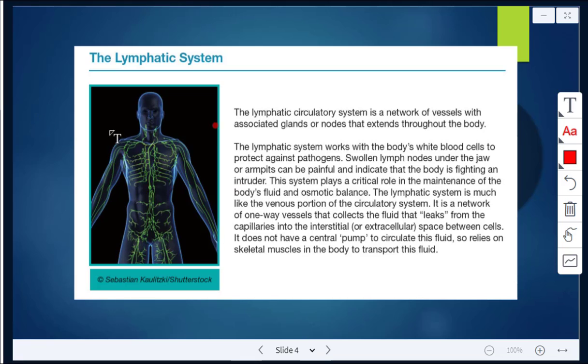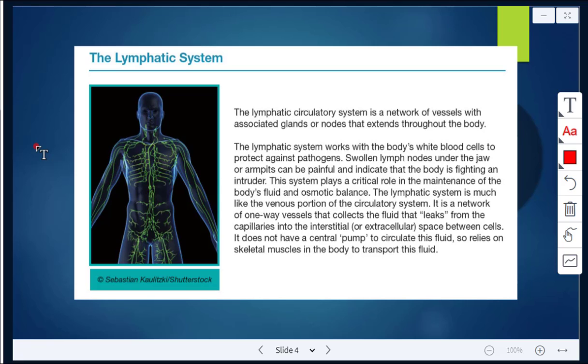This diagram is showing the lymphatic circulatory system. It's a network of vessels with associated glands or nodes, and they extend throughout the body. The lymphatic system works with the white blood cells to protect against pathogens. You may have noticed swollen lymph nodes sometimes, for example under the jaw or armpits. They can sometimes be painful, and it's an indicator that the body is fighting an infection.